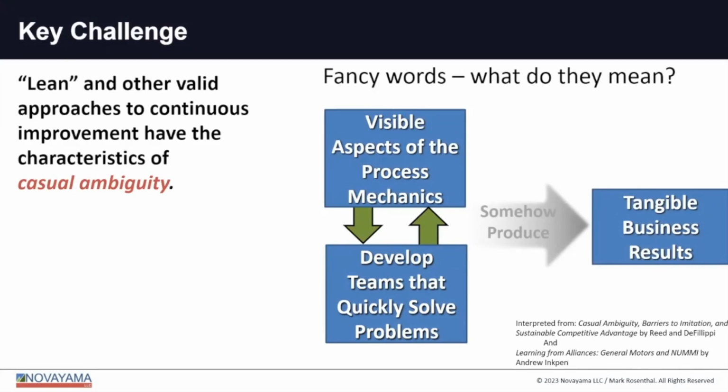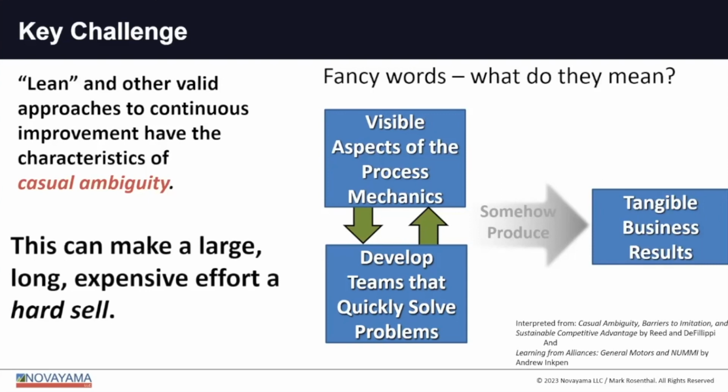Now, the beauty of Add-A-Kata is there's a lot stronger direct link to those tangible business results, but we still have to work mostly on developing the teams that quickly solve problems. If we don't do that, the results are unlikely to occur. So this can make this long, expensive effort a hard sell.